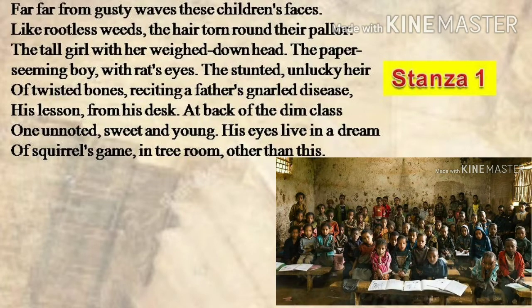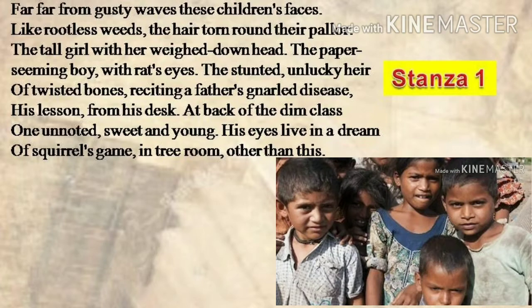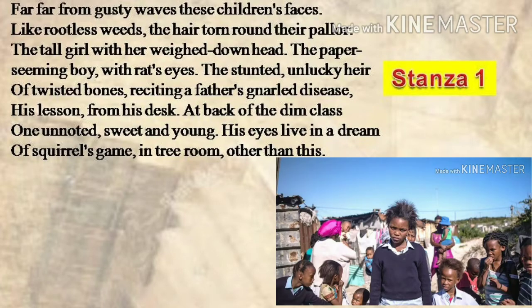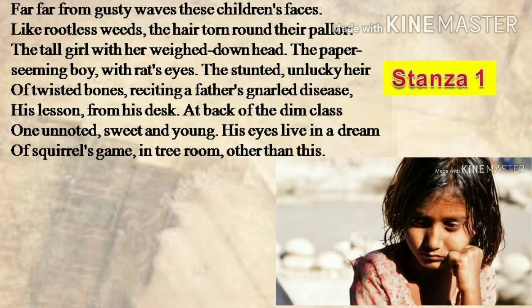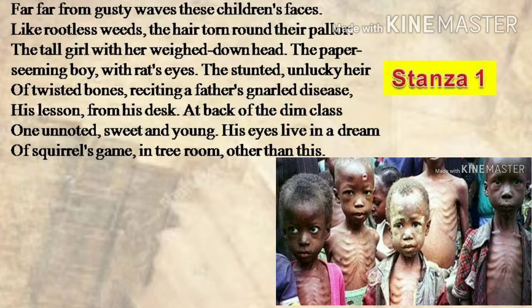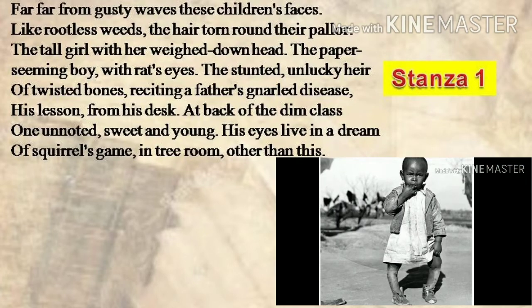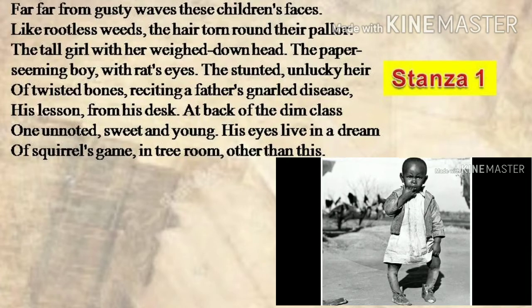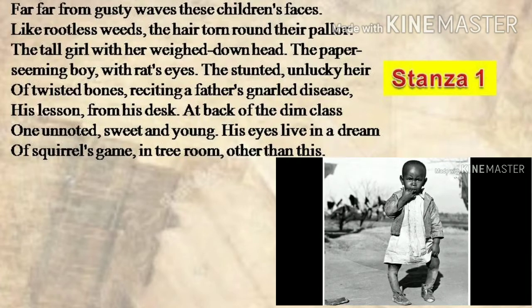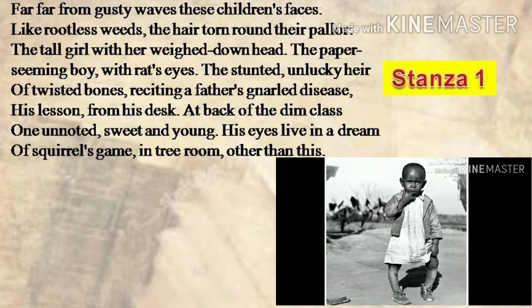Let's read the poem. Far, far from gusty waves, these children's faces, like rootless weeds, the hair torn round their pallor, the tall girl with her weighed down head, the paper seeming boy with rat's eyes, the stunted, unlucky heir of twisted bones, reciting a father's gnarled disease, his lesson from his desk.